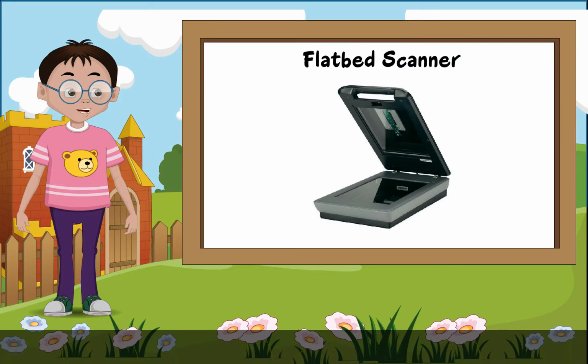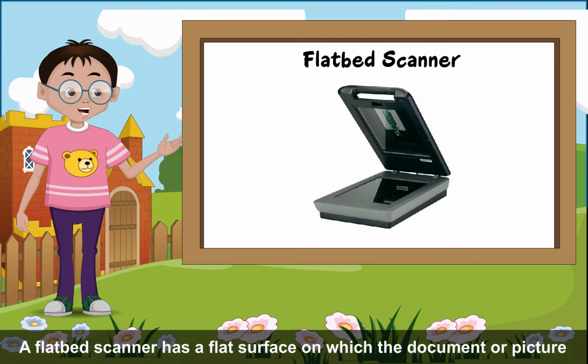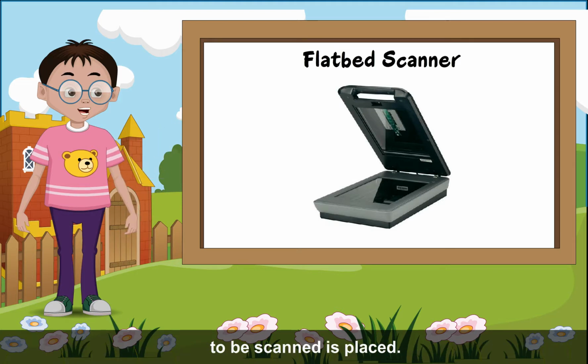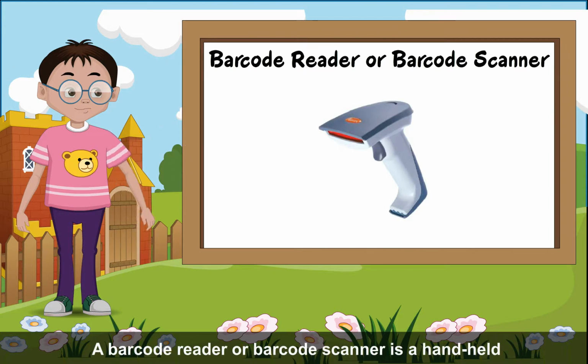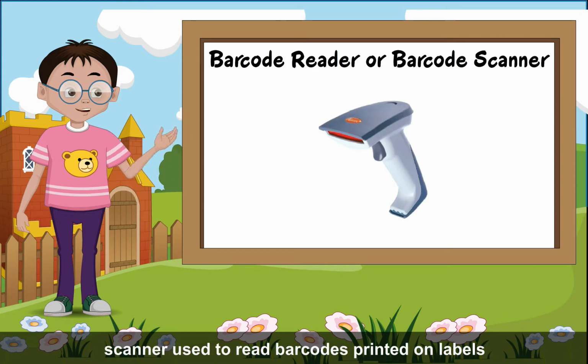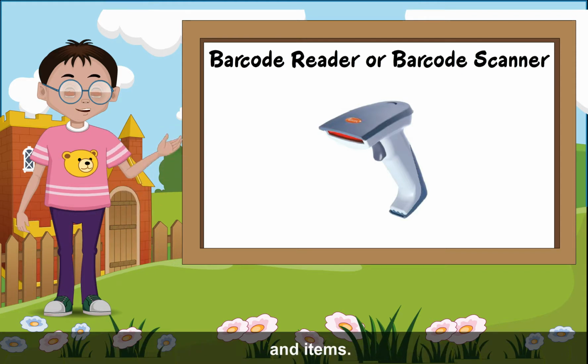Flatbed scanner. A flatbed scanner has a flat surface on which the document or picture to be scanned is placed. Barcode reader or barcode scanner. A barcode reader or barcode scanner is a handheld scanner used to read barcodes printed on the labels and items.